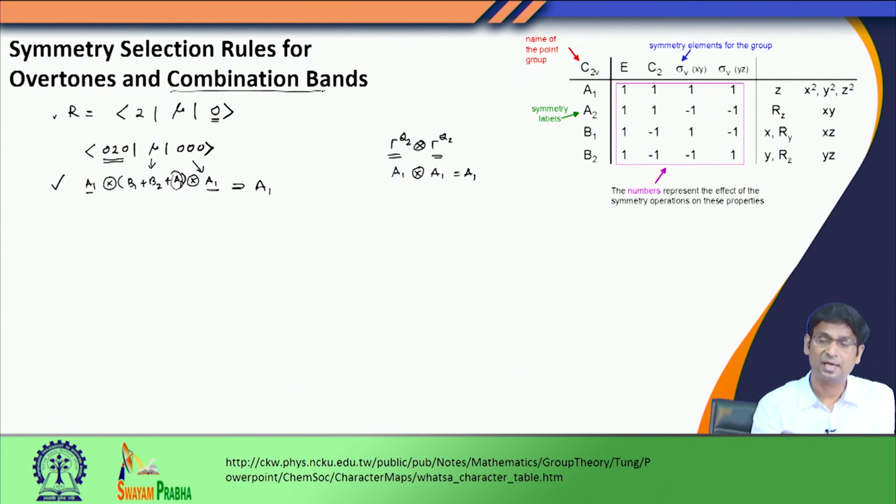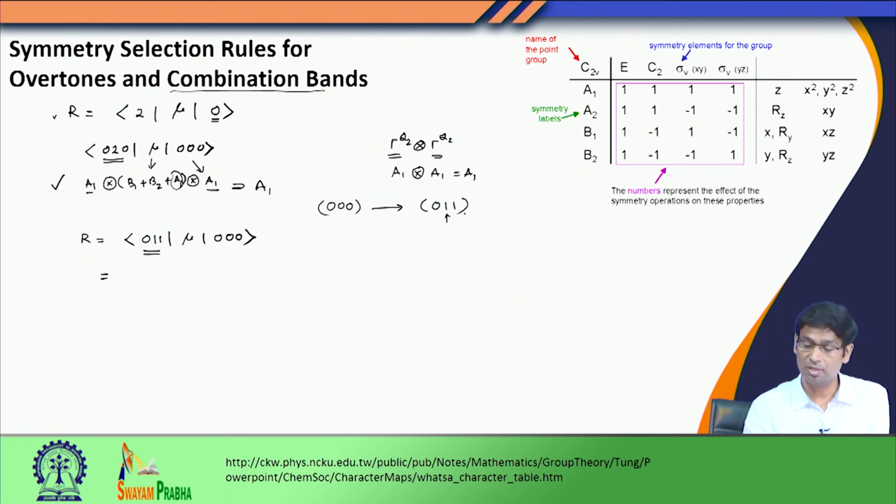I would just give one example of a combination band. You remember when I say combination band, what do I mean? Suppose I have 0 0 0 to 0 1 1. That means I have gone to a state excited in both the Q2 and Q3 modes. In this case again the rules are the same. What will be the symmetry of 0 1 1? I see that it is excited along the Q2 mode and excited along the Q3 mode. The symmetry of Q2 mode is A1, the symmetry of Q3 mode is B2. So, therefore, the final state has this symmetry.